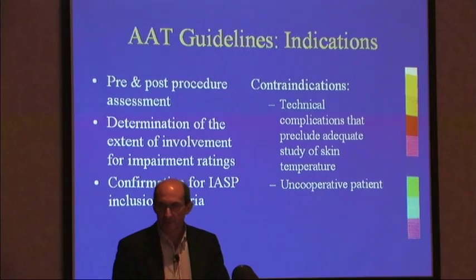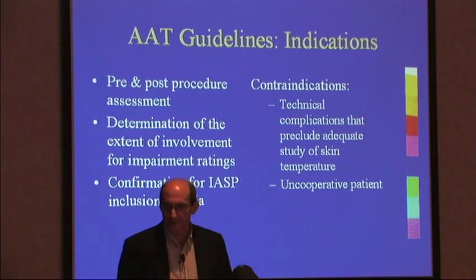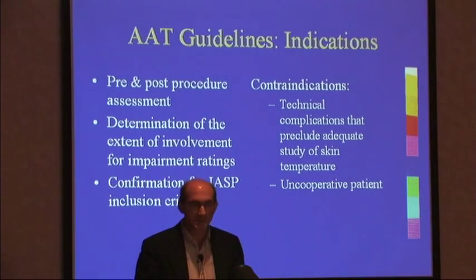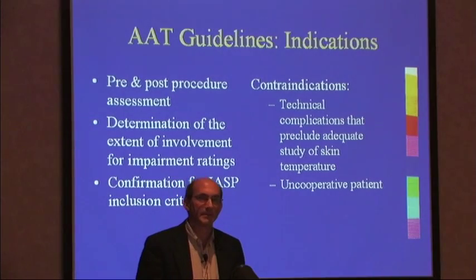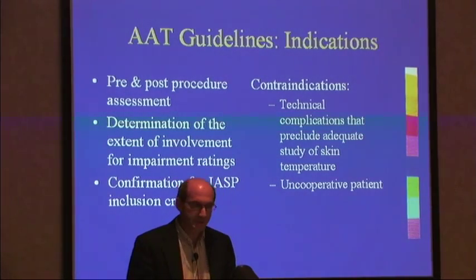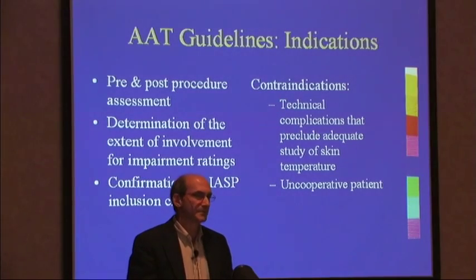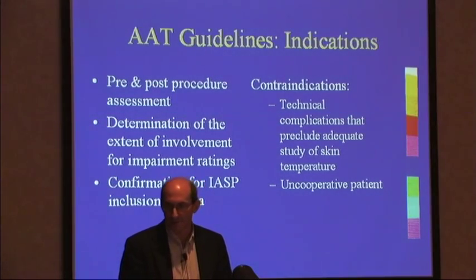There's a pre- and post-procedure assessment to see if you want to evaluate whether or not your treatment was effective or is working or has changed the physiology. Determination of the extent of involvement of impairment ratings. If you look at the AMA guides for impairment rating, you're supposed to rate the limbs or the body parts involved. You could say this person had a foot fracture, this is their body part, you rate the foot. If you didn't do thermal imaging, you never would have known if it was the entire limb. You don't measure, you don't know.